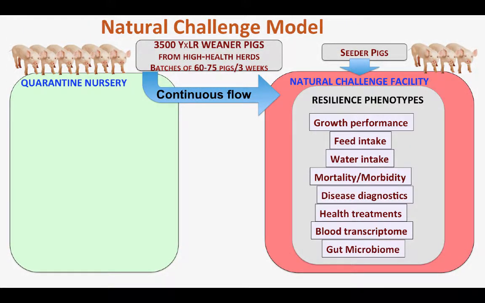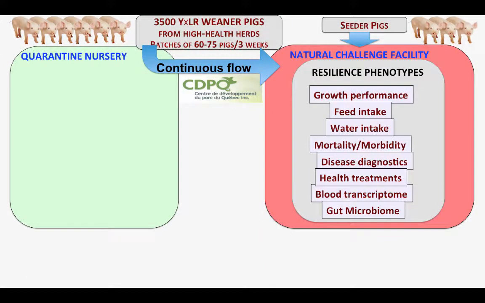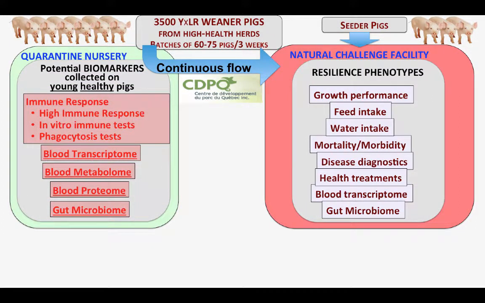In the Natural Challenge facility, the following phenotypes are collected, which are being used to quantify resilience: body weight every 3 weeks, daily feed intake, water intake, mortality and morbidity, of course disease diagnostics, health treatments, and as well on a small number of animals, the gene expression level in blood is being evaluated, as well as the gut microbiome based on fecal samples.